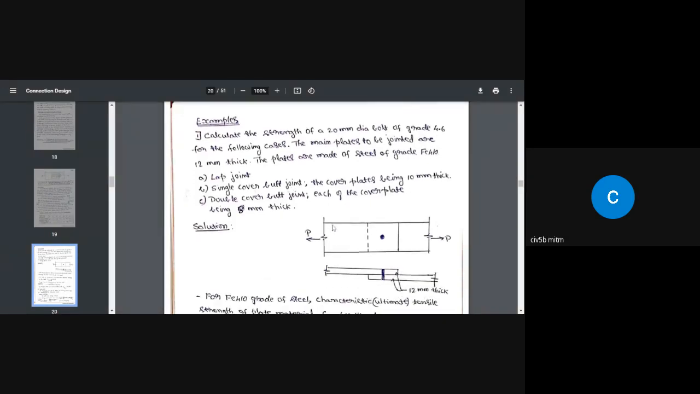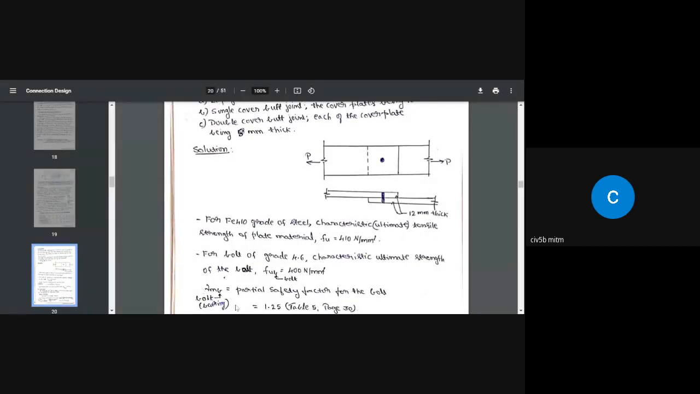Then what is the strength of the plate? The strength of the plate is 410. Fe 415 means 410 Newton per millimeter square. That is the ultimate tensile strength of the plate. What is the thickness of the plate? That is 12 mm thick. Okay, here are the details I have written.